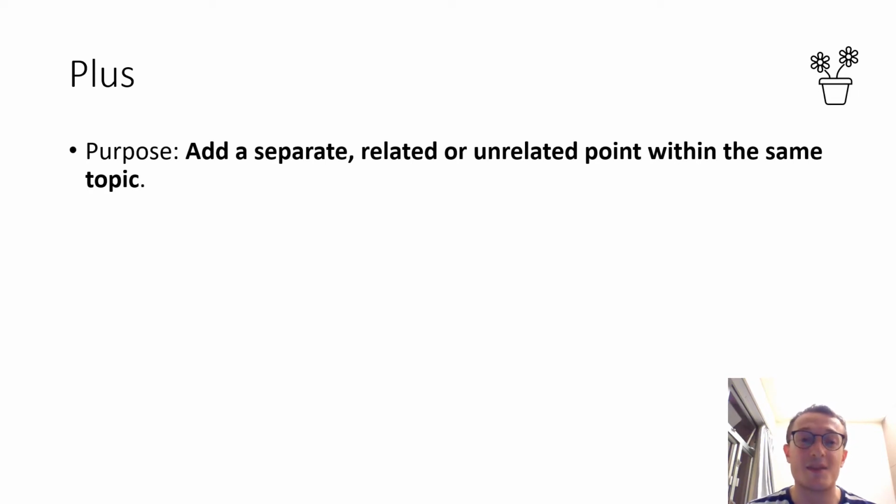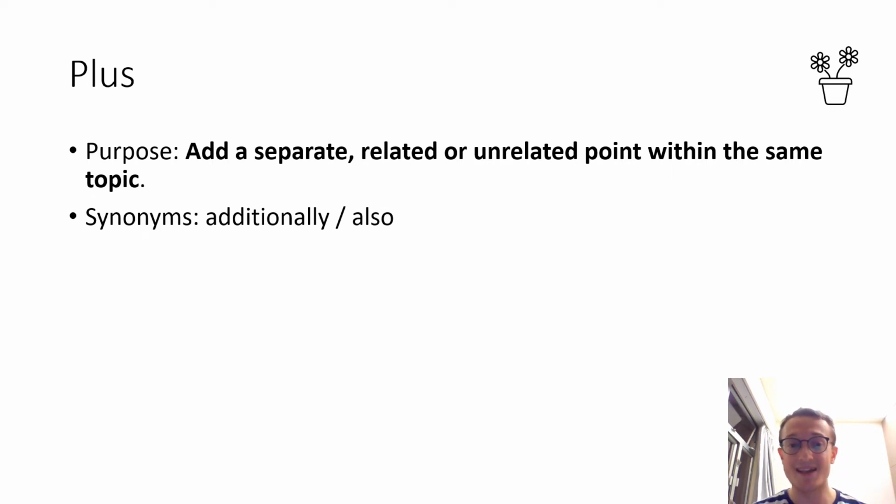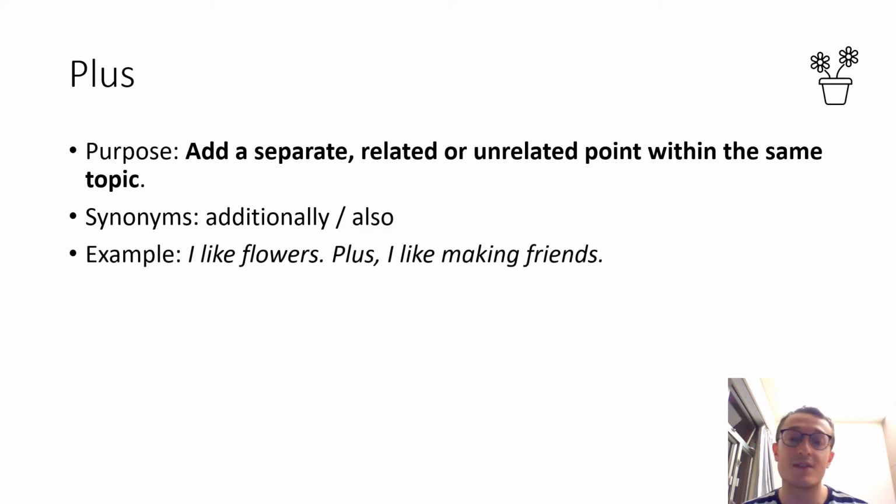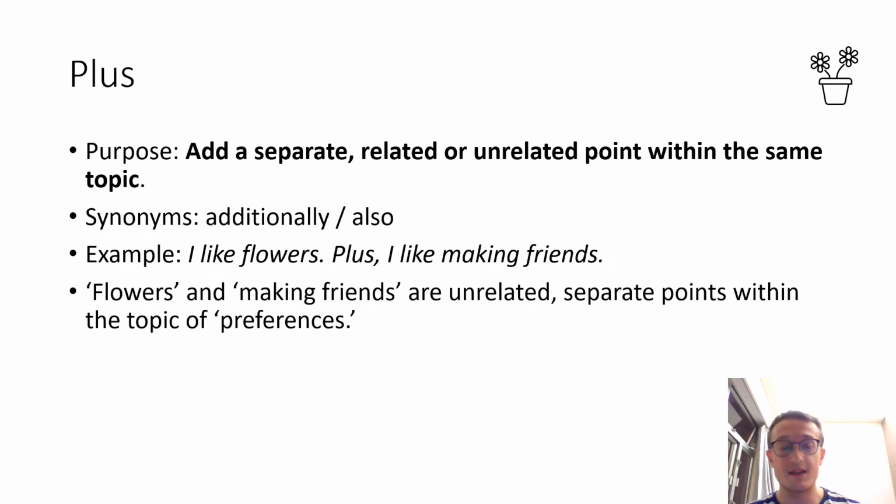Plus. The purpose of plus is to add a separate, related or unrelated point within the same topic. Synonyms include additionally and also. An example sentence: I like flowers, plus I like making friends. So here this is correct because flowers and making friends are unrelated, separate points, but they are within the same topic of preferences. So this works quite well. It's just adding a separate point using plus.